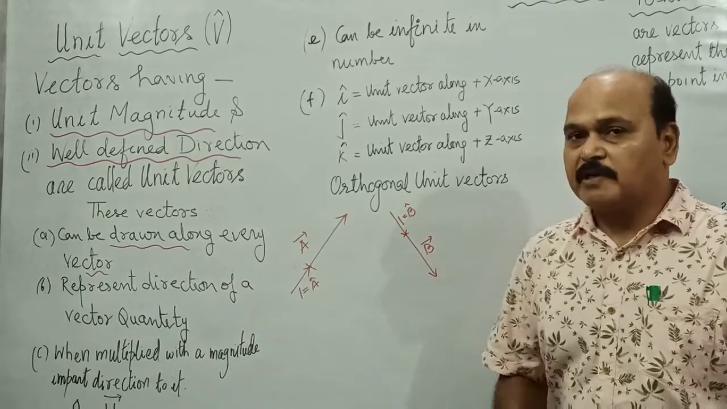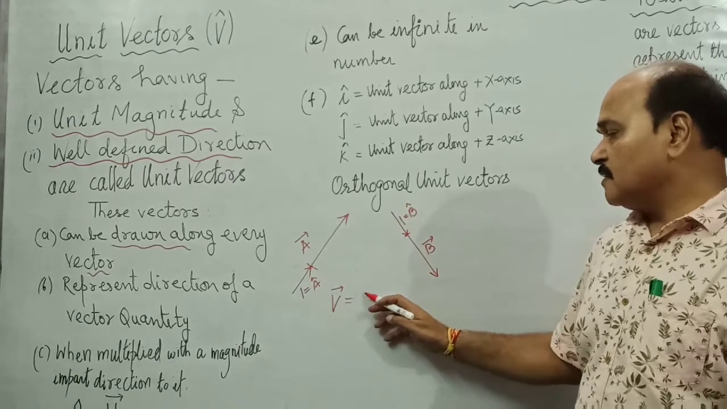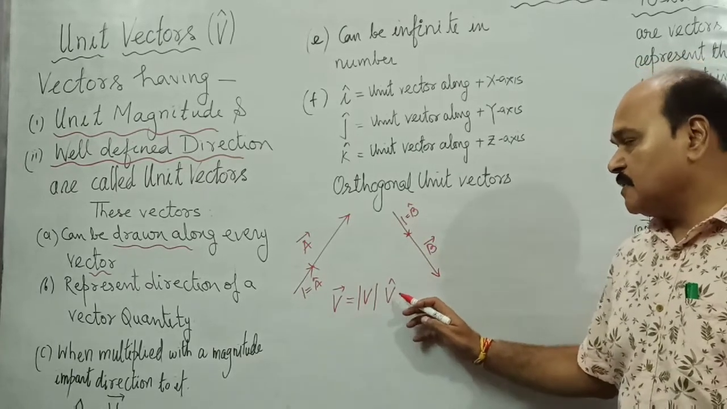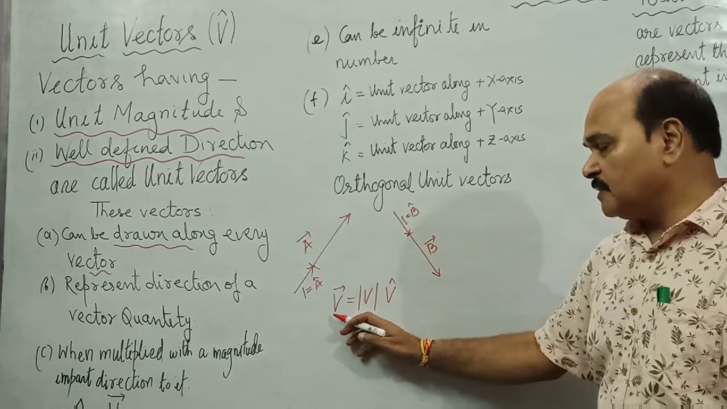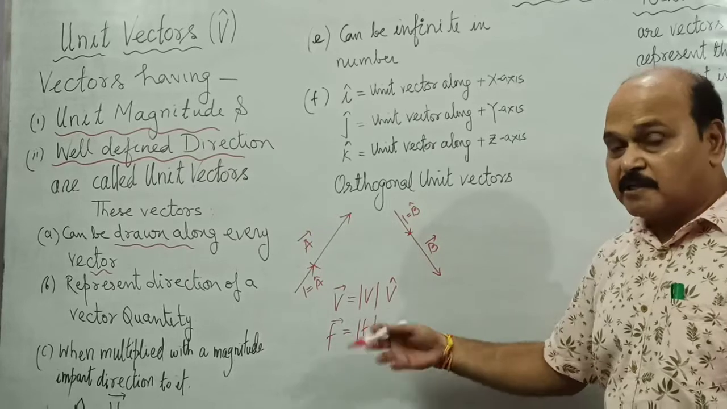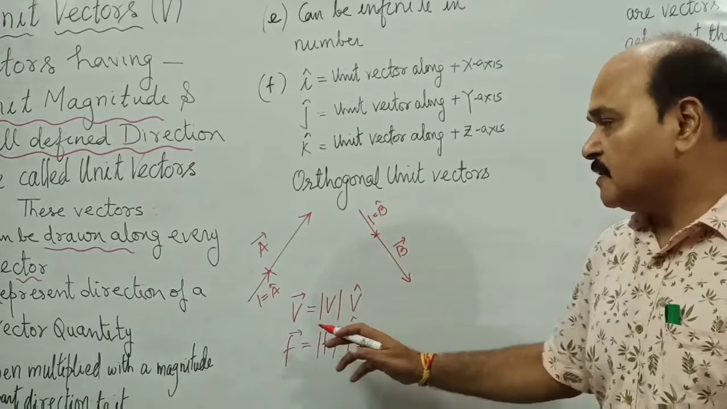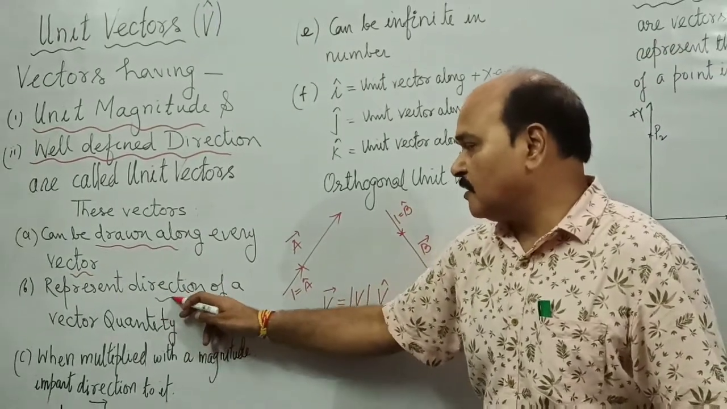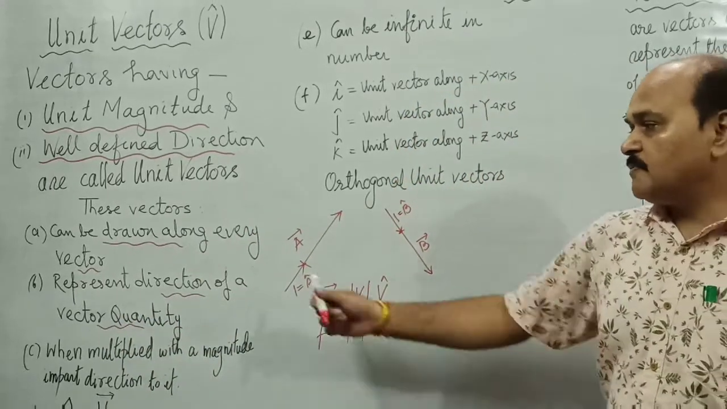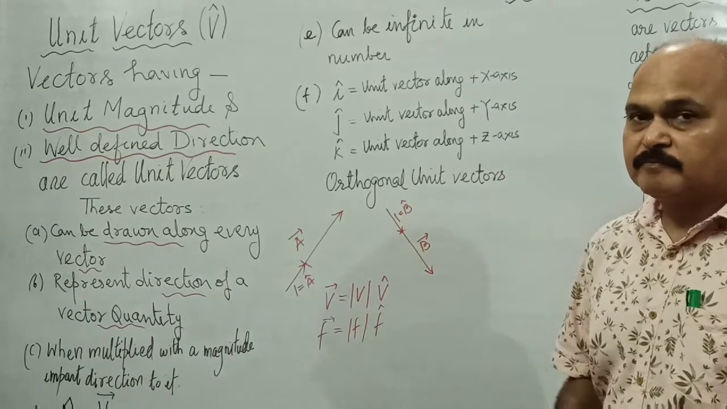They represent the direction of a vector quantity. We have already studied that V vector is written as V magnitude, that is V modulus, and its direction V cap. So what is V cap? Direction of vector V. Force vector is written as modulus of F, that is magnitude of force, and its direction F cap. So these vectors represent the direction of a vector quantity. These vectors, when multiplied with a magnitude, give direction to that particular magnitude.